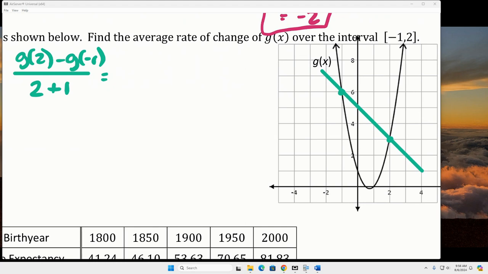What is g of 2? Three, good. G of -1? Nice. All right, so it looks like we get -3 over 3, or -1. And that slope is definitely -1, down 1, right 1, down 1, right 1.